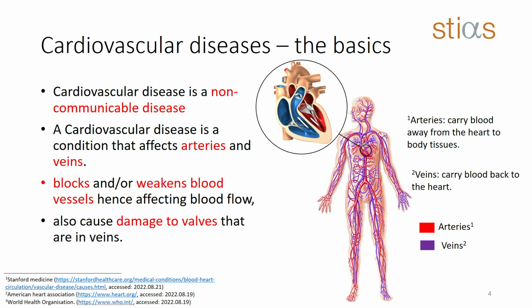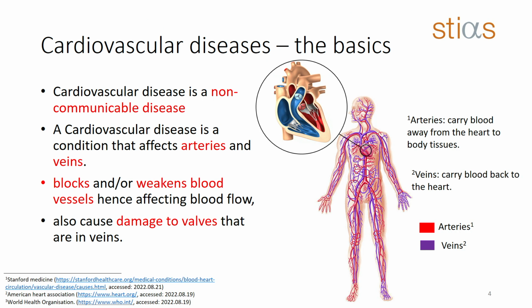Cardiovascular diseases are actually non-communicable diseases. It means that they are not transmitted by pathogens. They will be transmitted by any other means, but not pathogens. Now, these diseases mostly affect arteries and veins by blocking veins, weakening blood vessels, and therefore affecting blood flow. And sometimes they actually cause damage to valves. So cardiovascular diseases, in a way, affect the whole vascular system. What I present here today is actually the basics of what cardiovascular diseases entail.